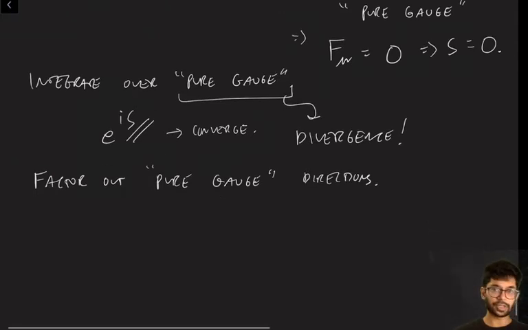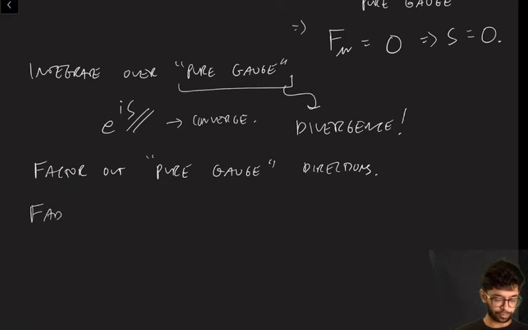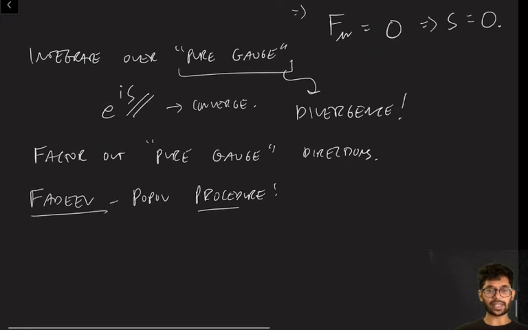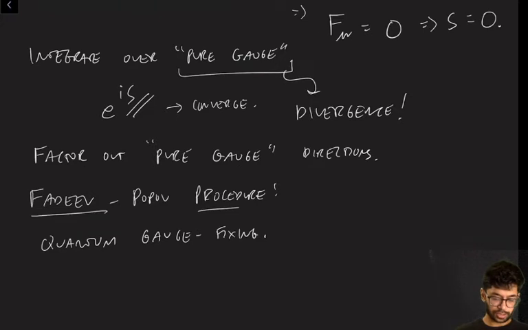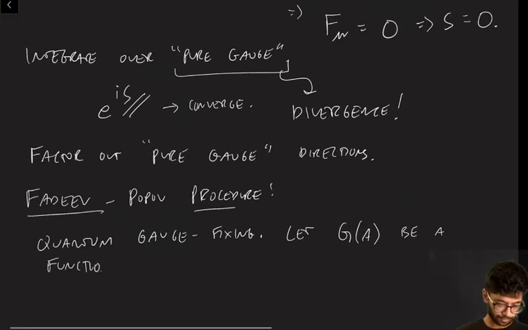There's a way to do this. The trick to do this is called the Faddeev-Popov procedure. So let me now explain what this Faddeev-Popov procedure is. So this is basically a quantum analog of the gauge fixing that we did earlier. Okay, so it's quantum gauge fixing within the path integral. So let's let G of A be a function that we want to be 0 for gauge fixing.